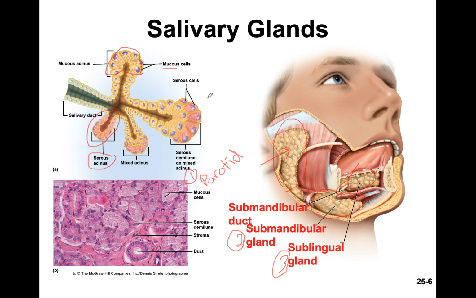And then you have this whole branch here, which is made up of both mucus cells and serous cells. We call these guys mixed acinus. Each of these branches is called an acinus. You have a mucus acinus, you have a serous acinus, and then you have 2 of these mixed acinus. Again, the mucus ones make mucus, the serous ones make enzymes, and the mixed ones make both. They secrete their fluids through the salivary duct, which will eventually open up into your mouth.